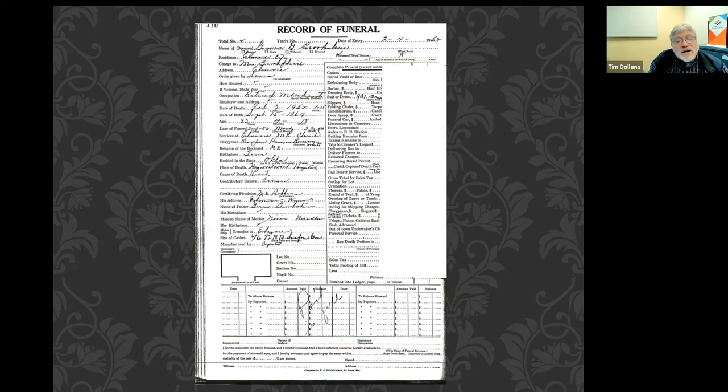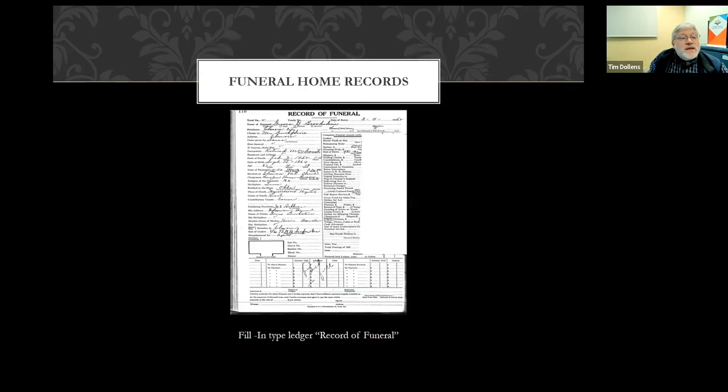Once you find out on the death certificate what cemetery company they use or undertaker, then go look for that company's records. Here's an example of one. It's the same one, it's just shrunk. Sorry about that.